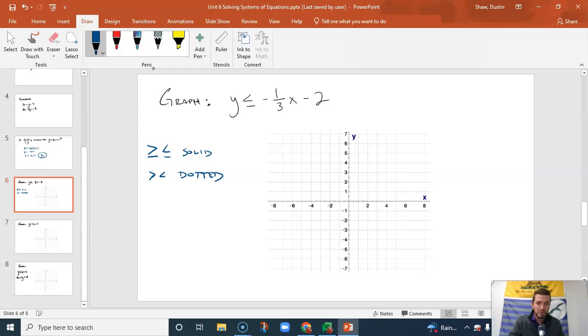So let's do it. We're going to start here at negative 2, that's the y-intercept. Then we're going to go down 1 and over 3 units.